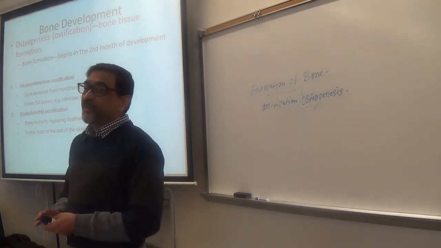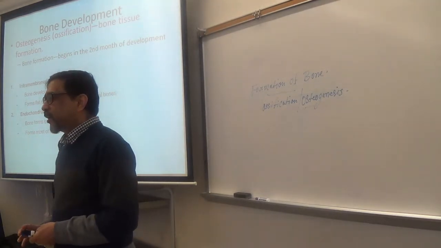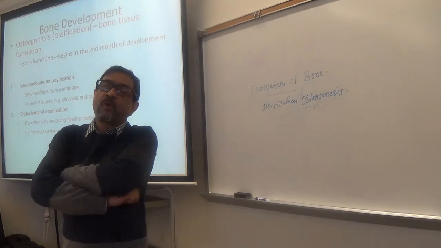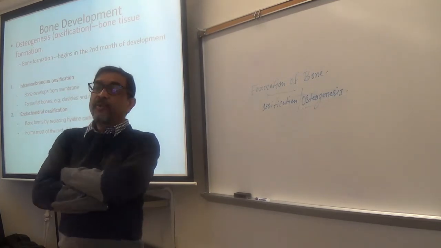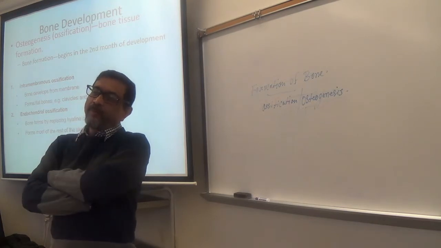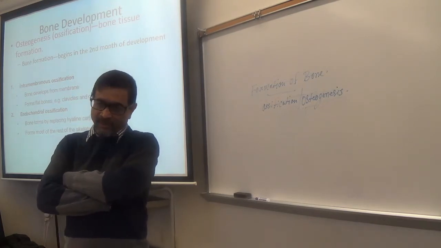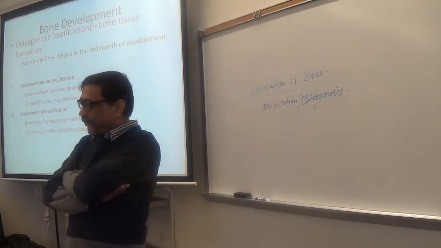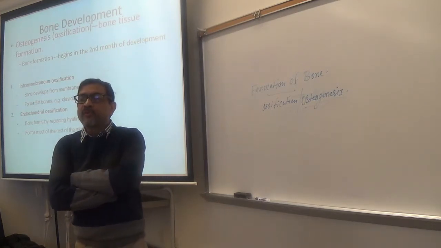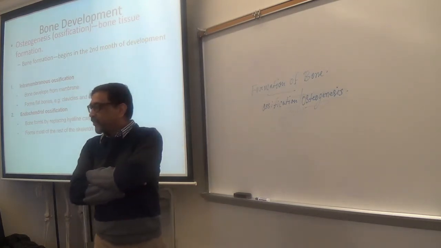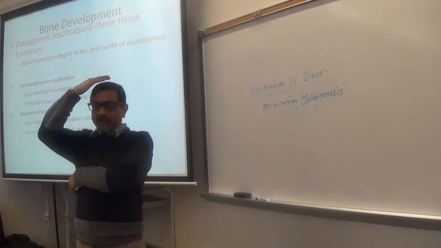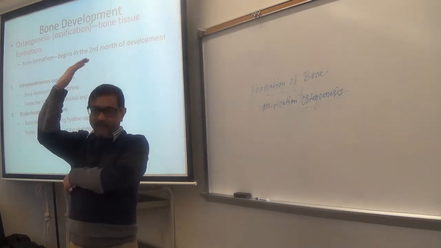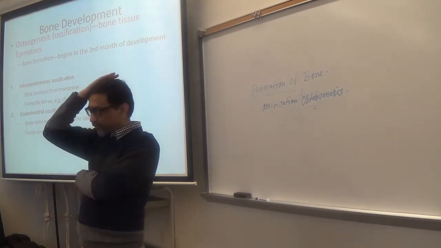Most of the bones of your body are formed by endochondral ossification. Few bones are formed by intramembranous ossification. Is it clear? Okay. So which bones are formed by intramembranous ossification? Which few bones? Flat bones. Can you give me an example of a flat bone?